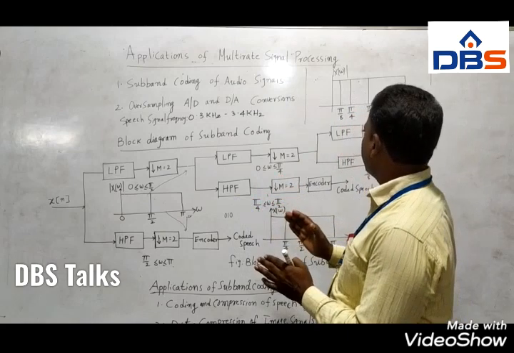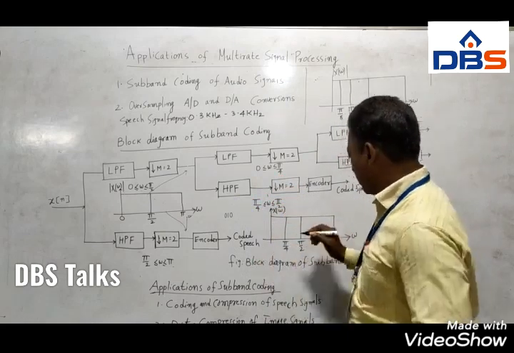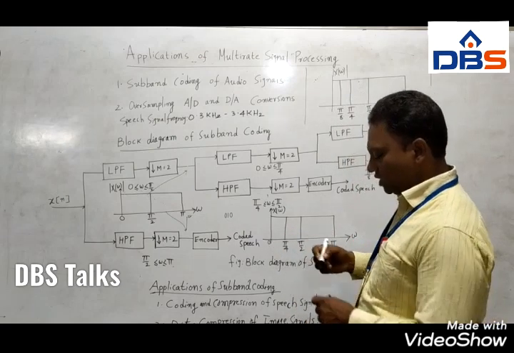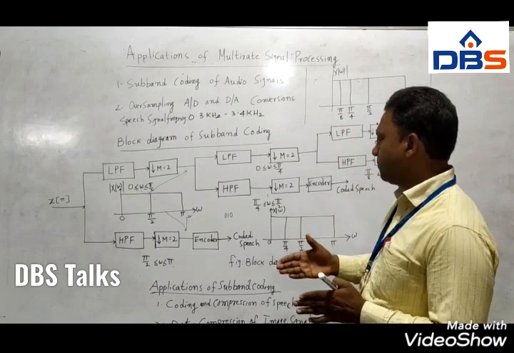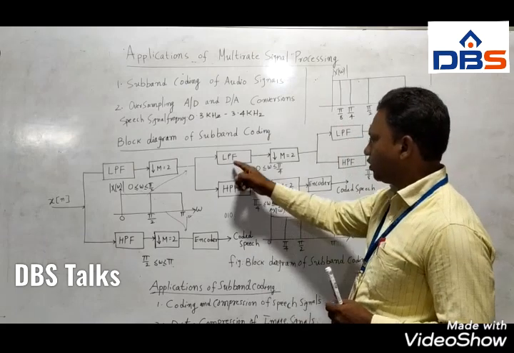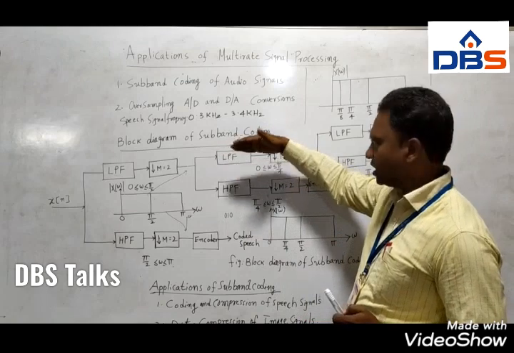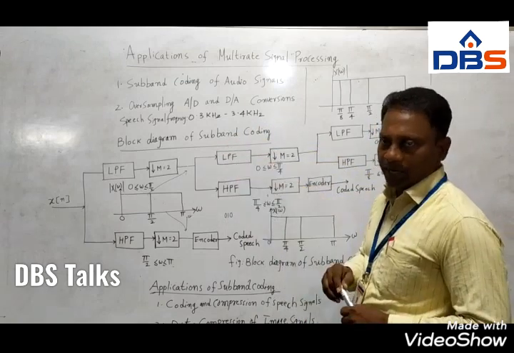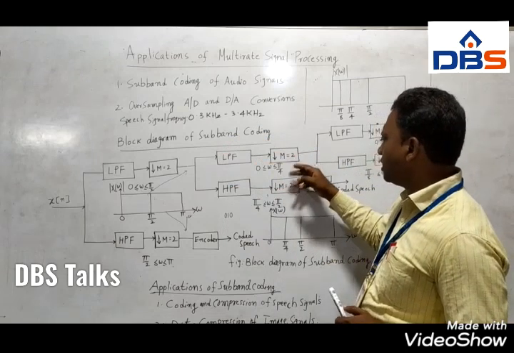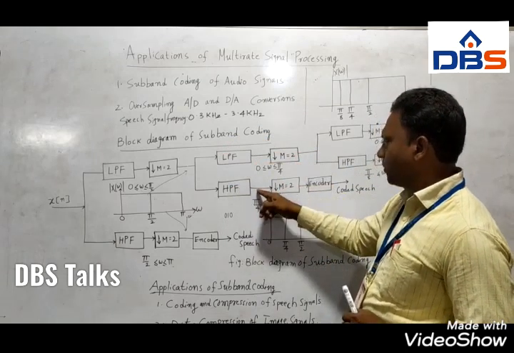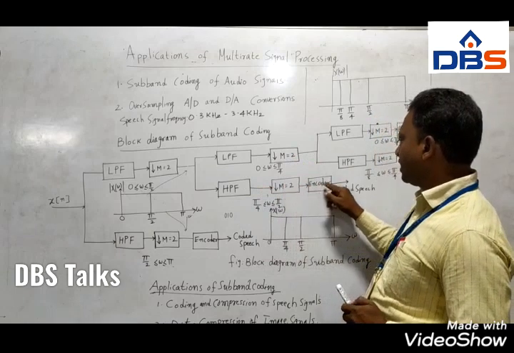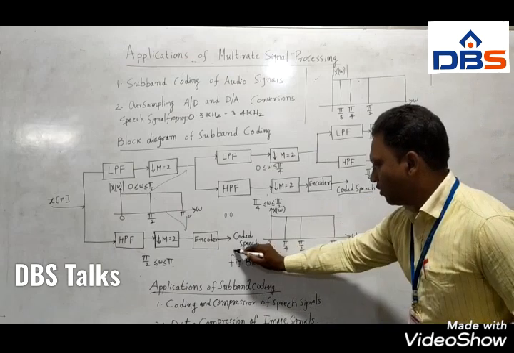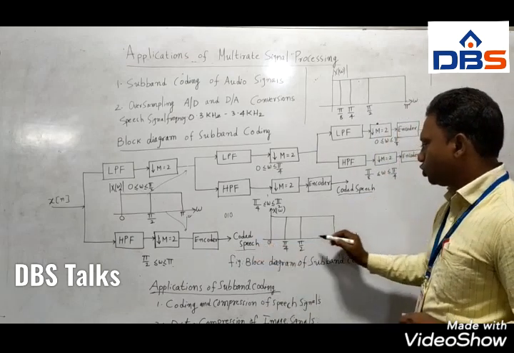So what is happening here? Now only this 0 to pi by 2 spectrum is split again or coded again, like 0 to pi by 4 in the upper branch, the low pass filter branch, and pi by 4 to pi by 2 in the high pass filter branch. And after passing the high pass filter, it is decimated, and again encoded, and this is a coded speech. Already here we have a coded speech from pi by 2 to pi.